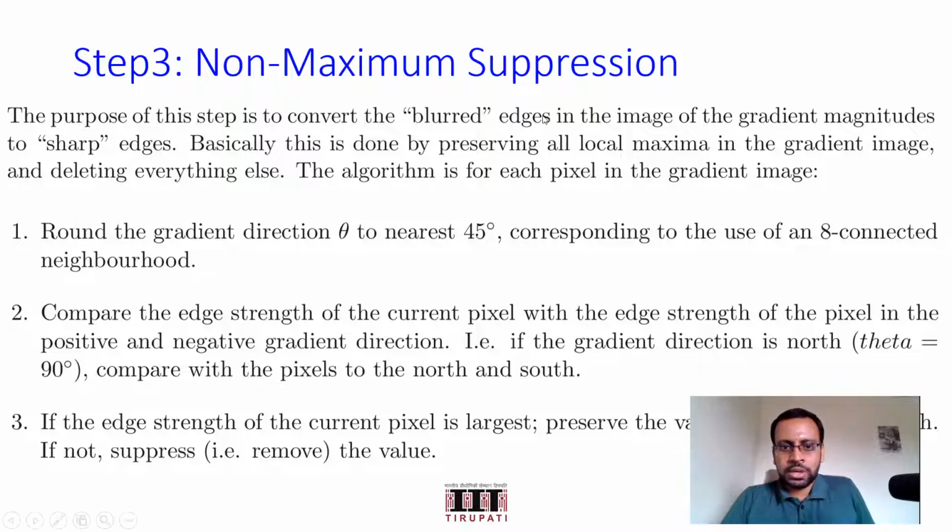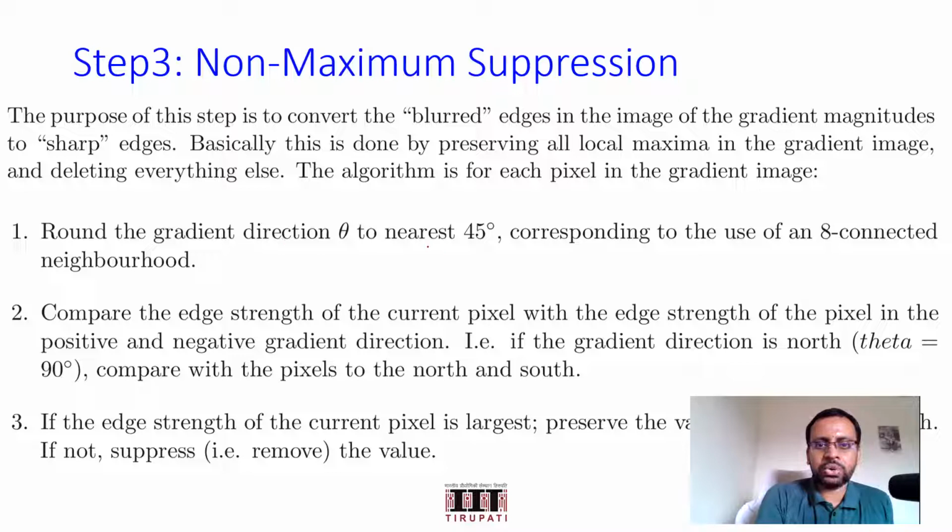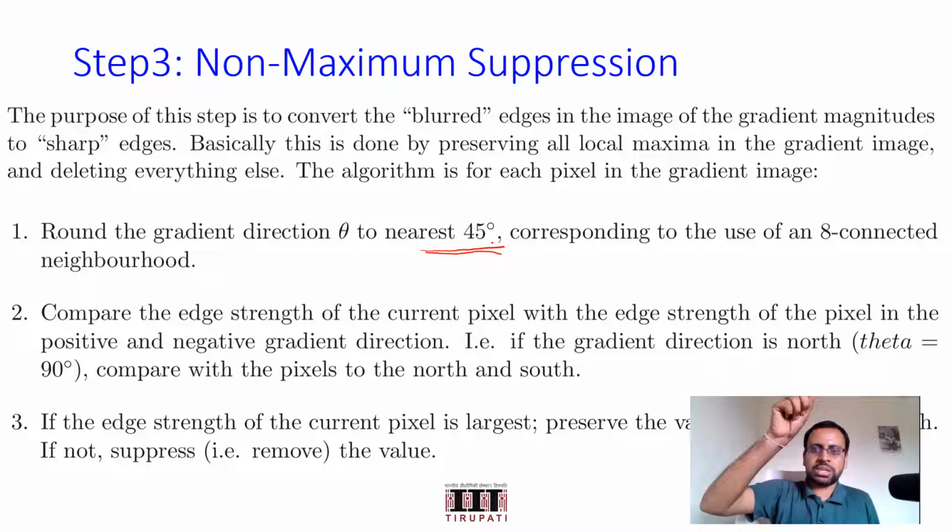The algorithm is for each pixel in the gradient image. Pixel after pixel you will be applying. What you do? Round the gradient direction data to the nearest 45 degrees. That's what you are doing. 0, 45 degrees, 90 degrees, 135, 180, then 180 plus 45, 225, then 270, 315. So you do this threshold first to the theta directions. The same matrix you could modify. And then for the rest, you use that rounded one, where you have rounded it to the nearest 45 degrees. That's what has been done as the second step.